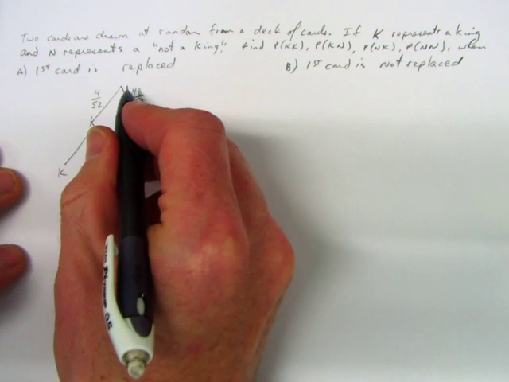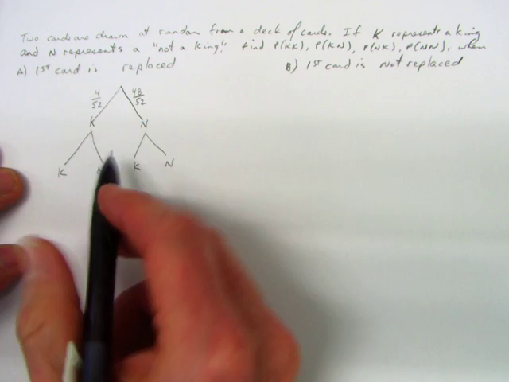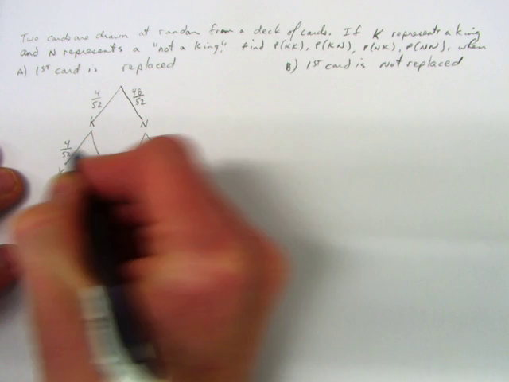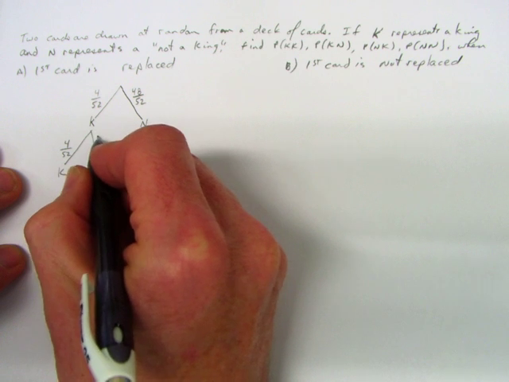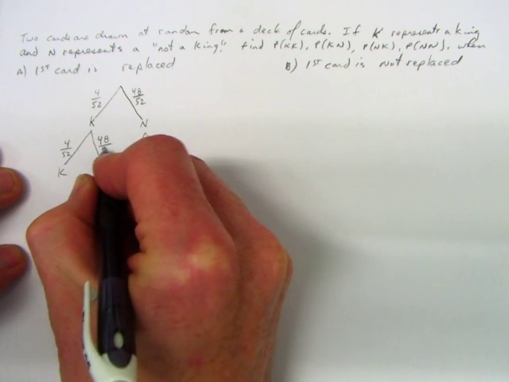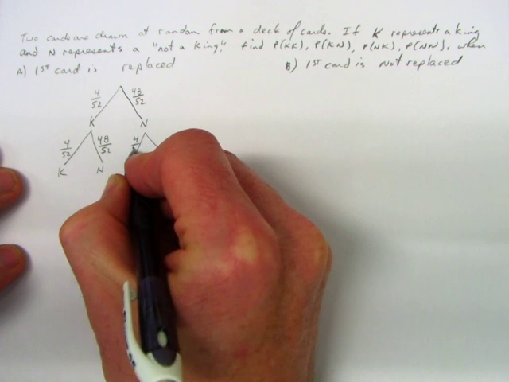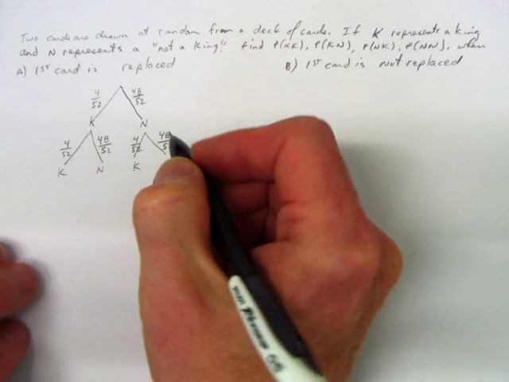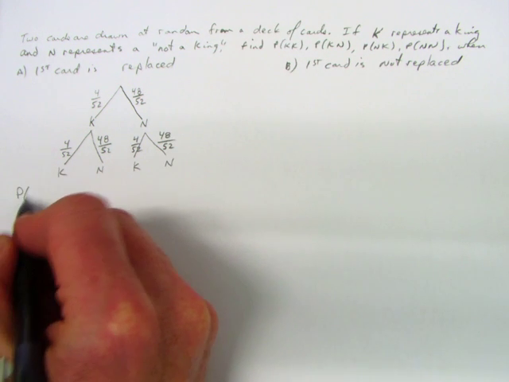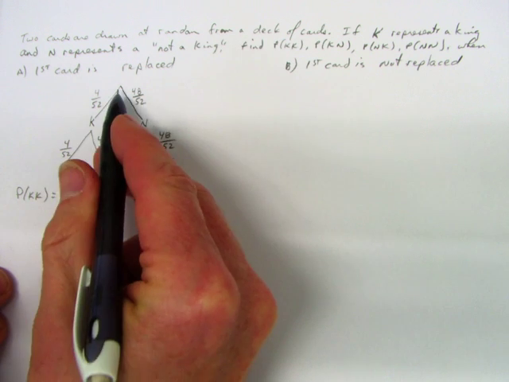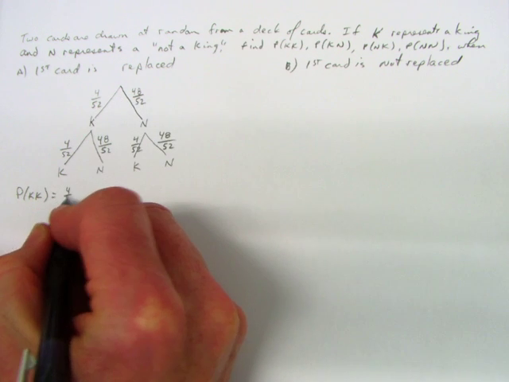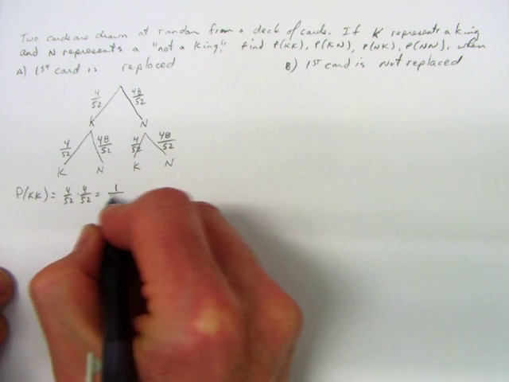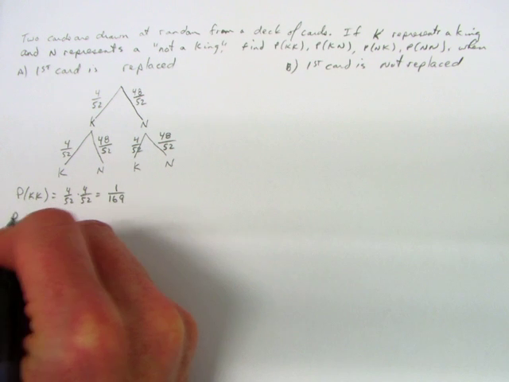Now, once that card is replaced, does the probability change when we draw a king again? No, it doesn't. So this is 4 out of 52, and the same thing with the not a king. There's still 48 cards out of 52, and we could just list those down. And we have 48 out of 52. So when we're finding P(KK), we're just going to follow this branch down. 4 over 52 times 4 over 52, and that is 1 over 13 times 1 over 13, or 1 over 169.